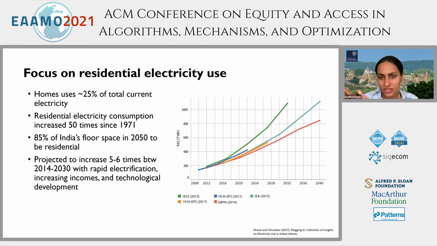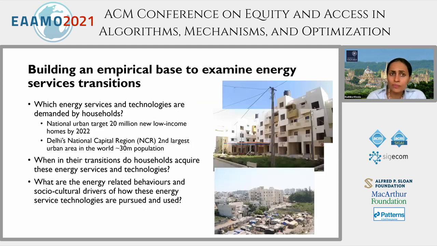But if you look at projections, and these are just projections from different studies, including the IEA, so global studies of the highest strength, you see that the numbers are all over the place. The projection can be anywhere between 5 times to 6 times, and we don't really know where the country is going to end up. So some of the work that we've been doing is to build an empirical base to examine energy service transitions.